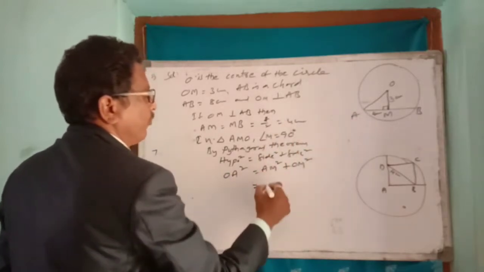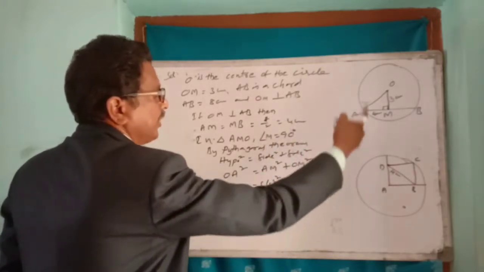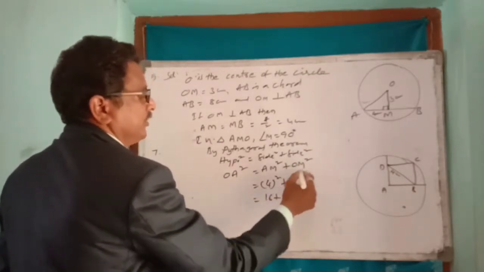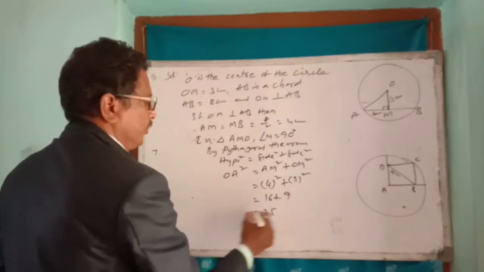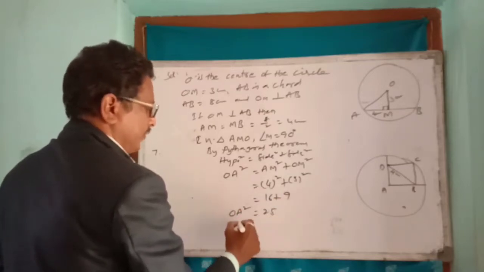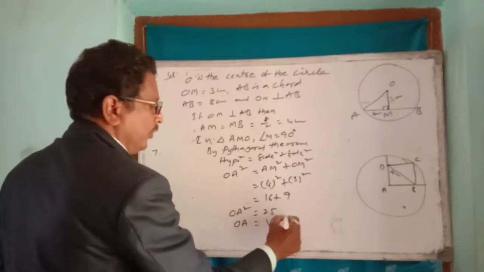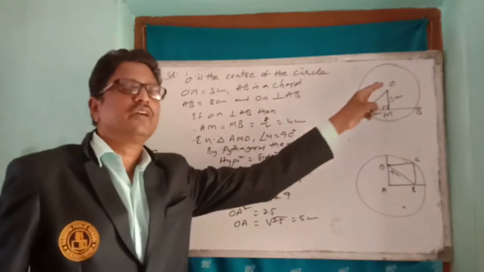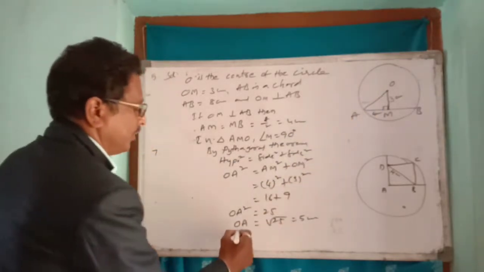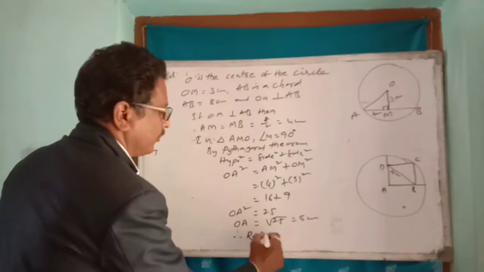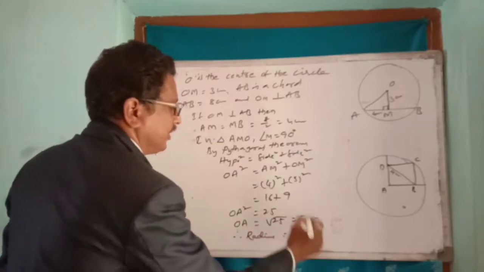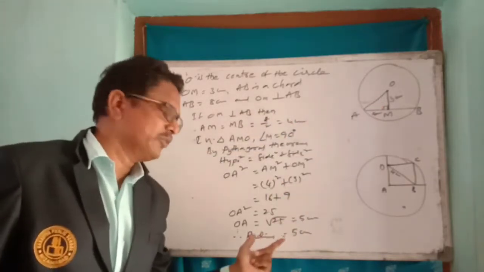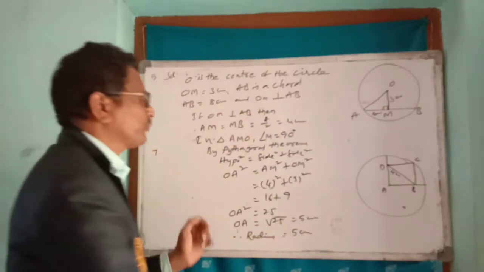AM is equal to how much here? 4. 4 whole square plus OM equals 3, 3 whole square. 4 square equals 16, 3 square equals 9, total 25. This is OA square. Now we want OA. OA equals root of 25, which is 5 centimeters. OA is the radius of the circle. Therefore, the radius equals 5 centimeters. This is what we had to find.